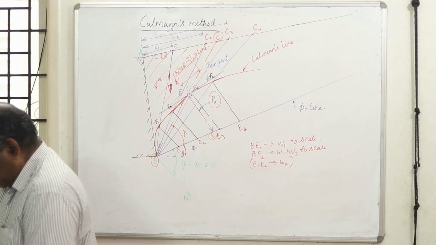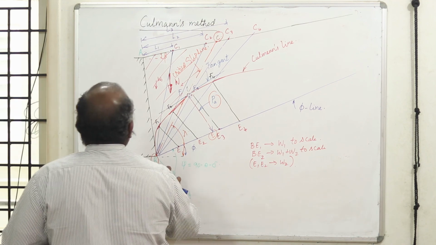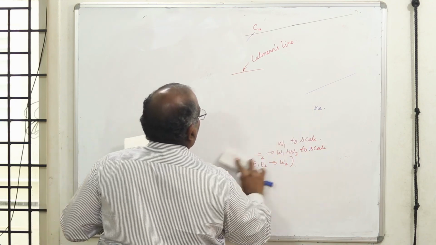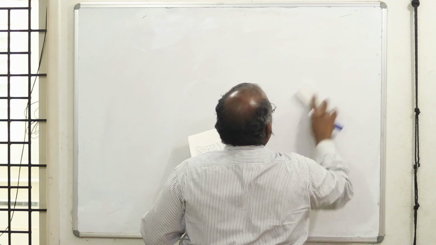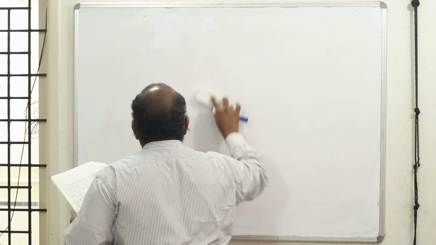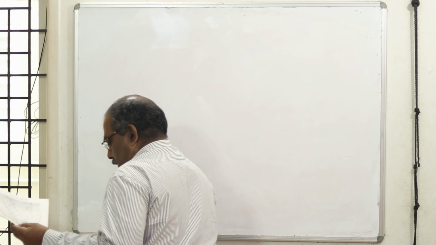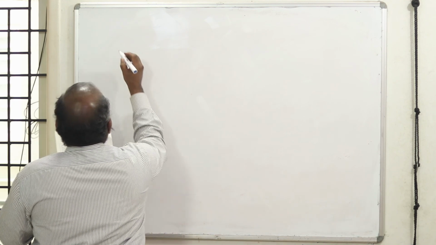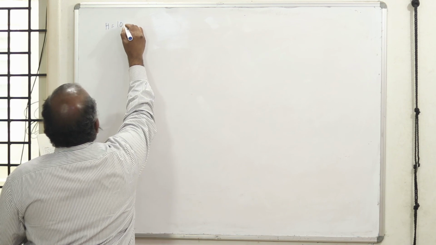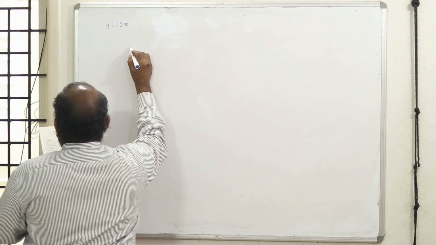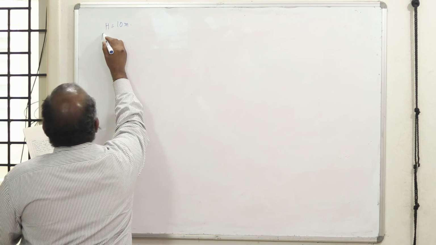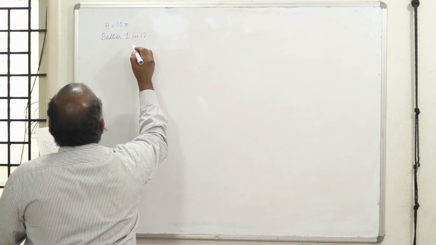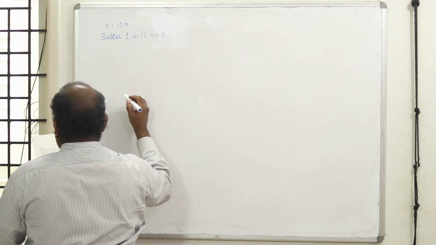Let us take this numerical example. There on I'll show you how to draw a line parallel from that point to the psi line. Wherever it intersects the back of the retaining wall, there is the point of application of the lateral thrust. Now the retaining wall height H is 10 meters and the batter is 1 in 12. From this you have to find out theta.